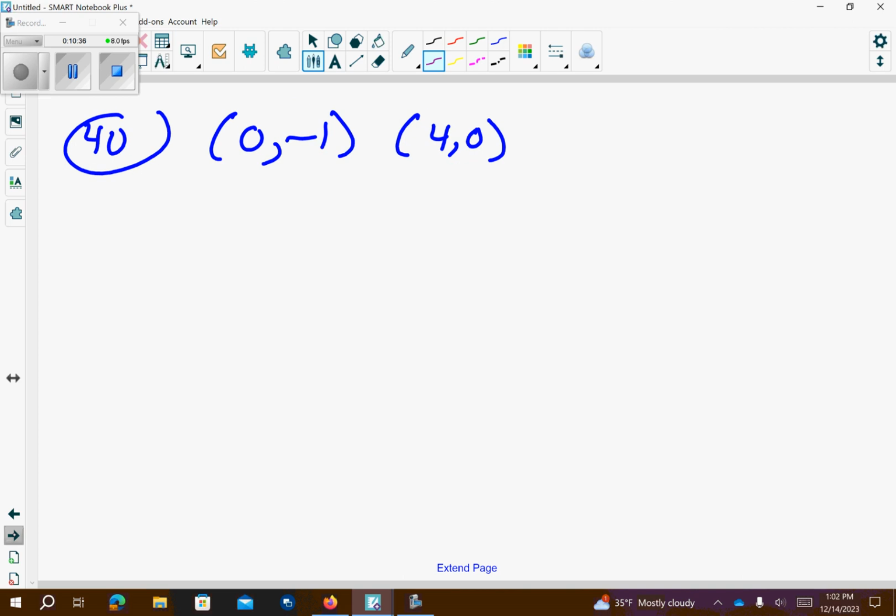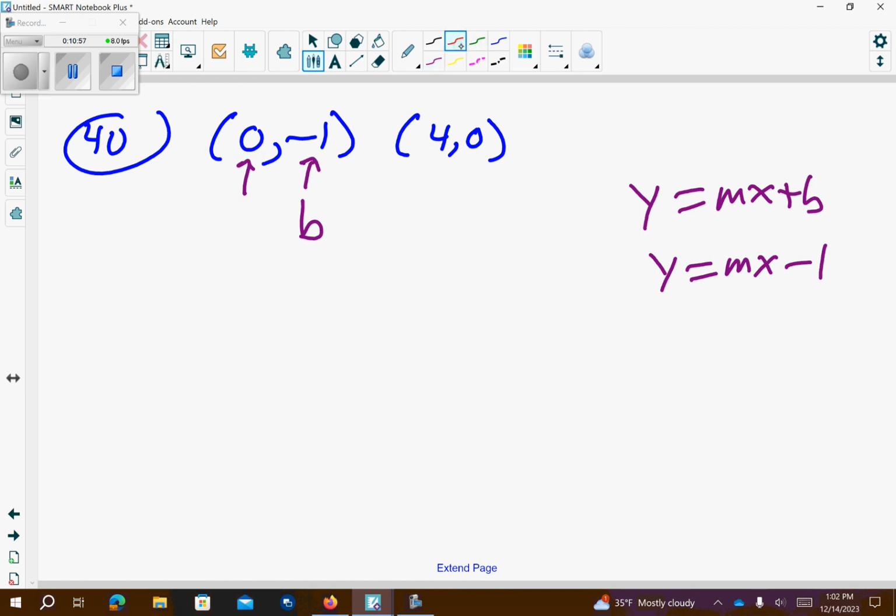Number 40. We want to figure out which equation goes through both sets of those points. So again, this is 0 right here, so you know that has to be b. So far I know y equals mx plus b, so I know y equals mx minus 1. If you look at your choices, you probably eliminate 2 of them pretty quick because there's only 2 of them that have -1.